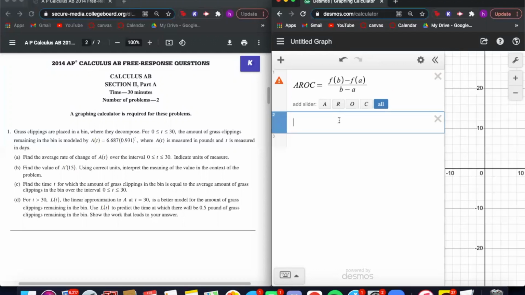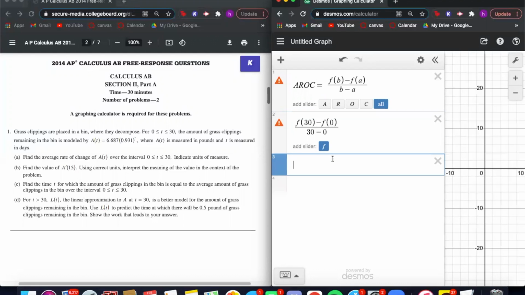Now all we have to do is plug in b and a. We know from the problem that b is equal to 30 and a is equal to 0. Plugging that in, we get f(30) minus f(0) over 30 minus 0. This is just a calculator problem. When we plug this into the calculator, we get 0.782927 minus 6.687 over 30, and when we solve this, we get negative 0.1968.